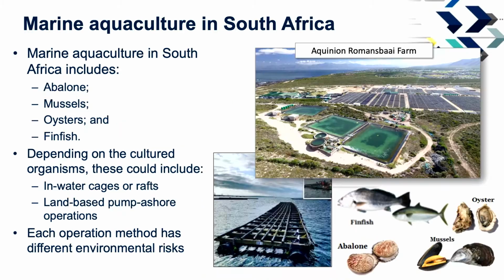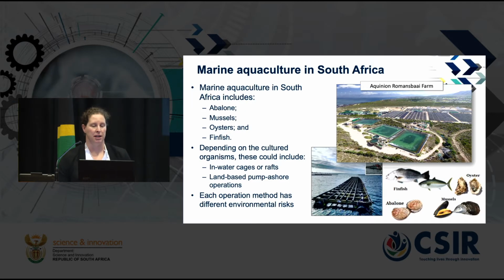In terms of marine aquaculture in South Africa, many of the species that are focused on include mollusks, or things like abalone, mussels, and oysters, and also to a smaller extent finfish. And depending on the cultured organism, this might be farmed in pens or in water cages and rafts, for example finfish and mussels and oysters, whereas a lot of the abalone might be grown in land-based pump-ashore operations, and each of these have different environmental risks associated with them.